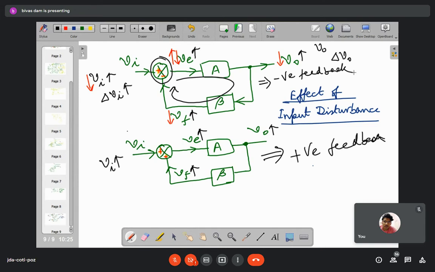But in the case of positive feedback, the input disturbance, when it moves through the loop, will go on in an unbounded manner and the output will ideally reach the plus or minus reset level.